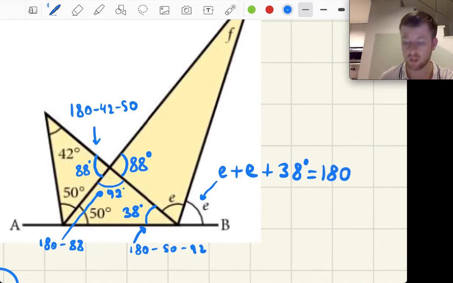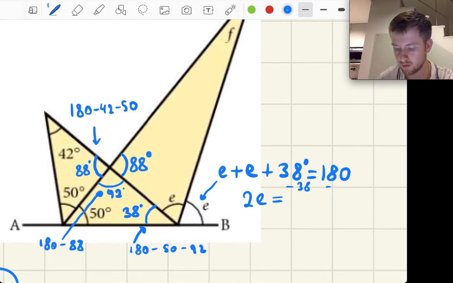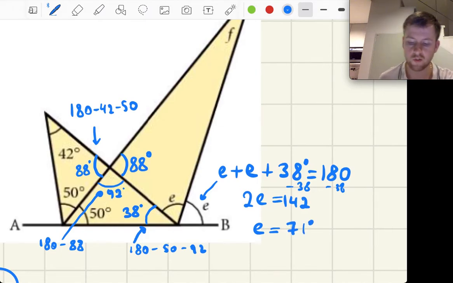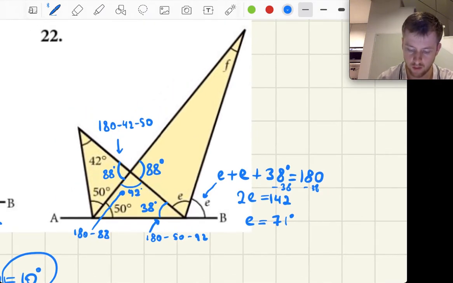Now let's solve this for E. So we have 2E equals, we can subtract 38 from both sides. We'll get 2E equals 142. It means that E equals, divide this by 2, E equals 71 degrees. So we just found out E is 71 degrees.